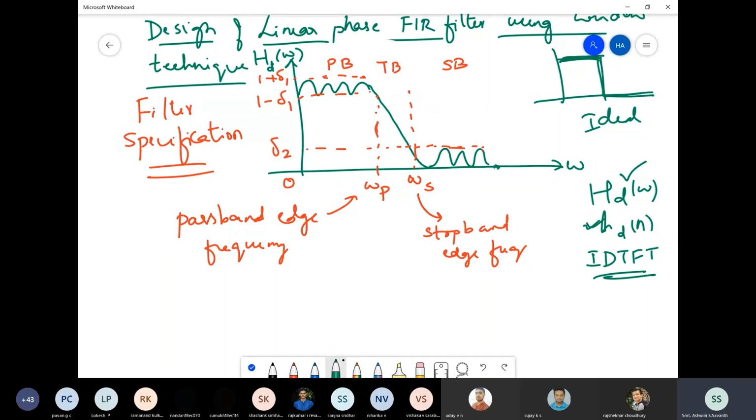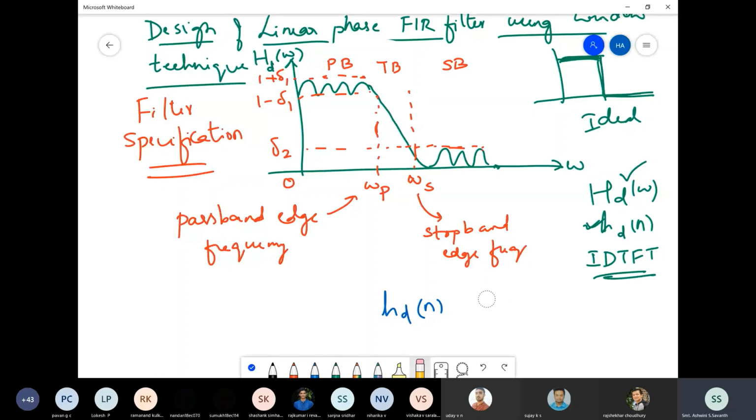Okay, so this HD of n that we obtain happens to be an infinite duration sequence. But what is the filter that we are designing? It is a finite impulse response filter, an FIR filter, which has a finite number of samples in it. How many samples? M samples exactly, from 0 to m minus 1.